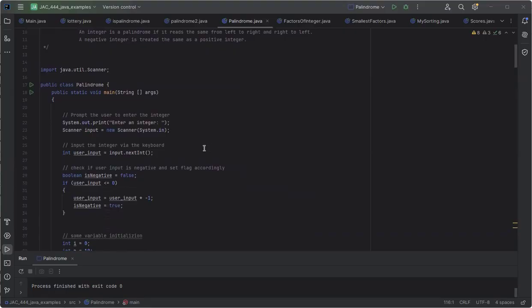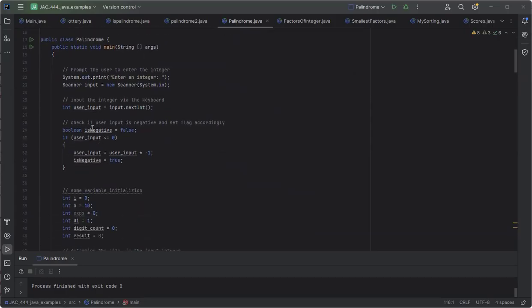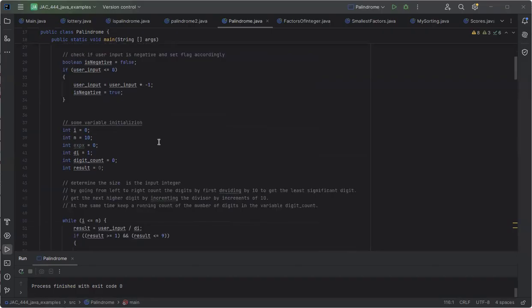First, you ask the user to input an integer number. This code here, you input the integer number to this user input variable. Next, I determine if the number is negative or not. If it's negative, set this Boolean variable, right? Then the next thing is to find out how many digits are in this palindrome. This is very important for the while loop we come up with next.